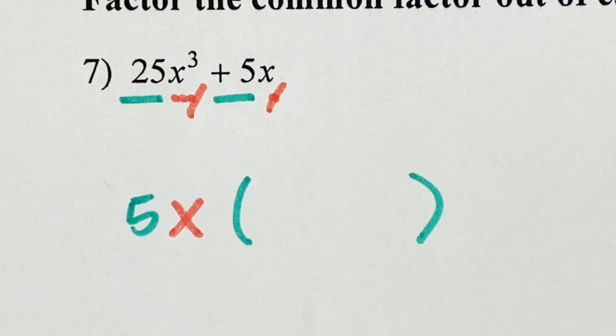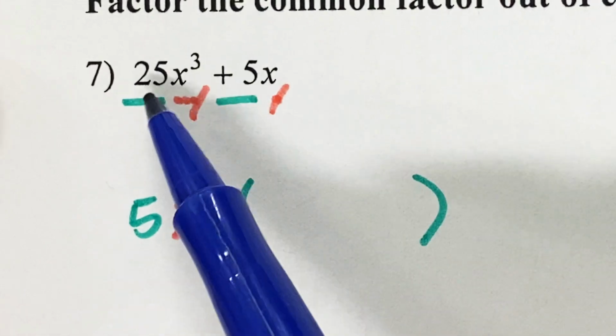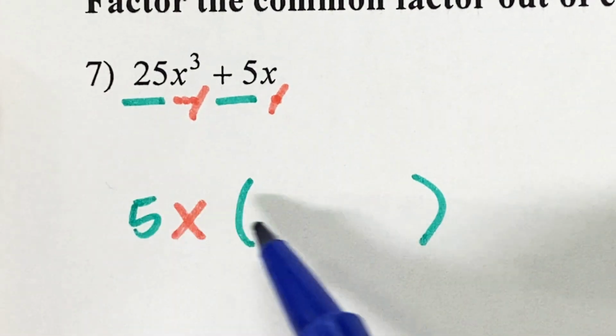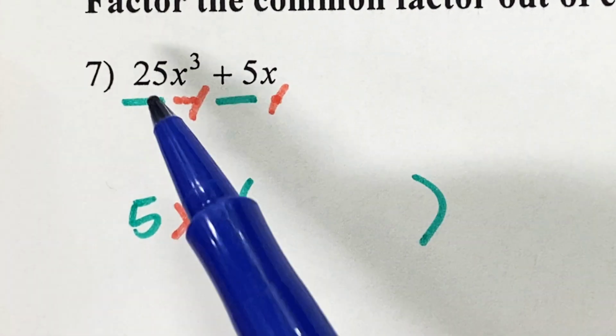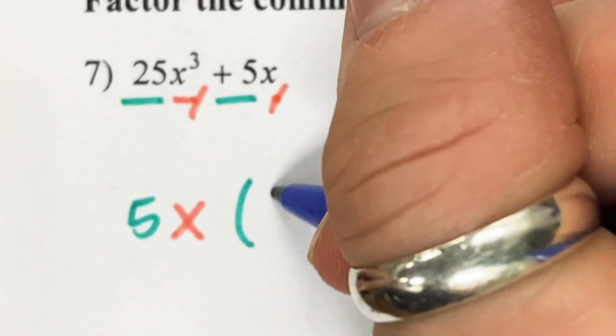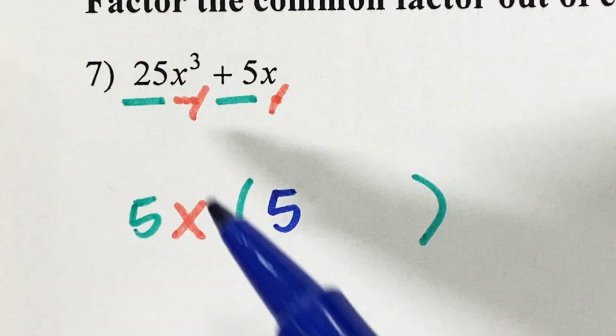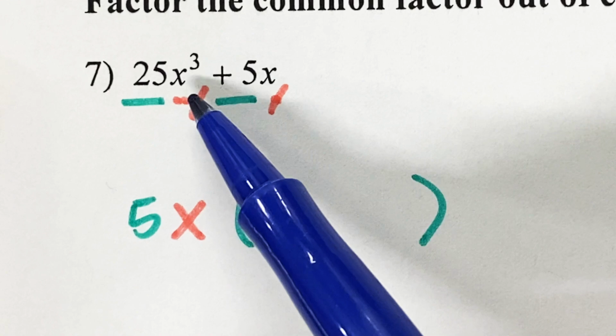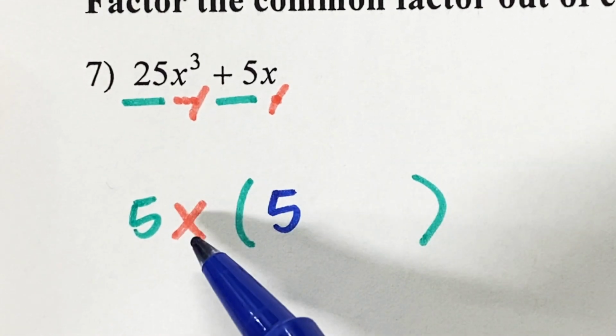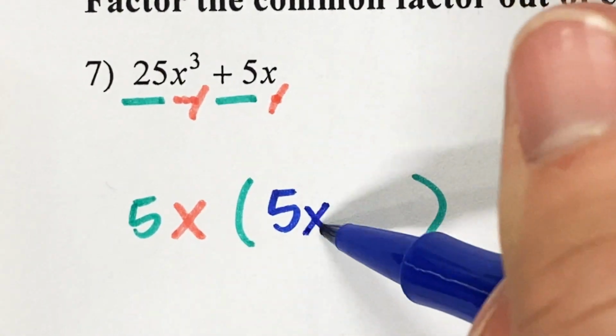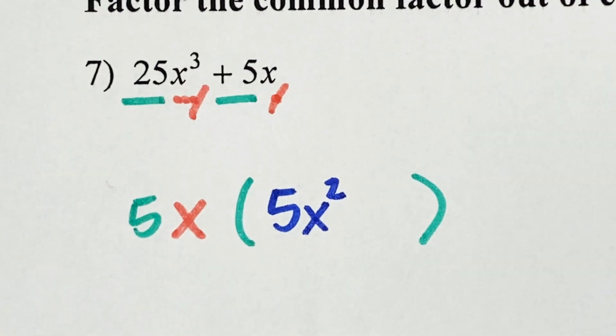Okay, so my next step is going to be to divide. I'm going to take 25 divided by 5. That's going to give me my first space right here. 25 divided by 5 is going to give me 5. Well, I had 3 x's. I divided or took away 1. I have 2 left, or x squared.